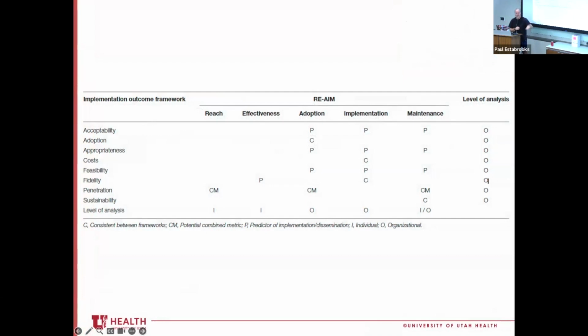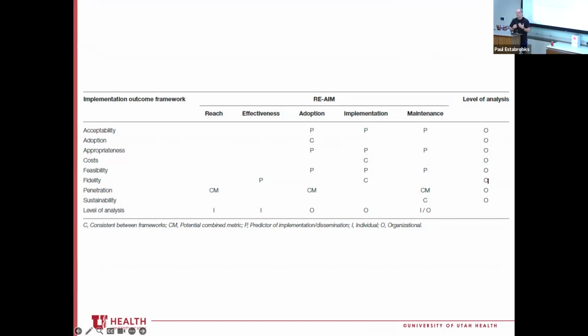What we have on the y-axis there is the implementation outcome framework outcomes, and what we have on the x-axis is the RE-AIM outcomes. And what we did is we tried to go through and ask what things are consistent between frameworks. You can see the Cs on there are things that were consistent. We also wanted to know which things were at an individual level versus an organizational level.